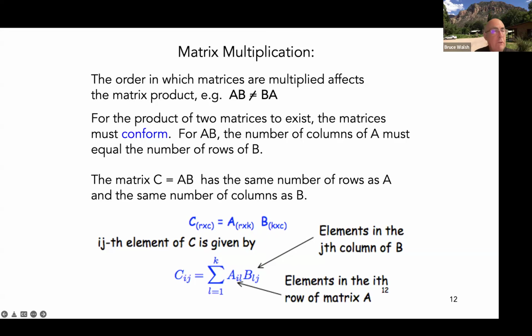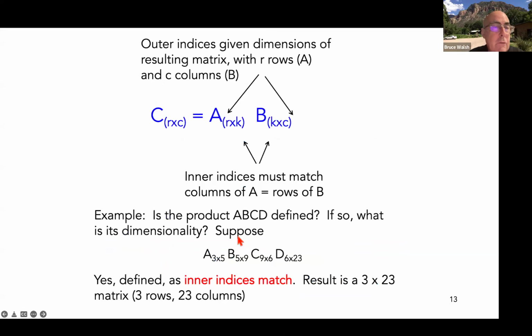And that's where this idea about conformability comes in. Now, again, don't worry about this too much, because when you do this in R, it'll tell you that you made a mistake if you can't do that. But that's why you heard this thing about matrices conforming. Likewise, the order matters. So here's the shortcut for that.